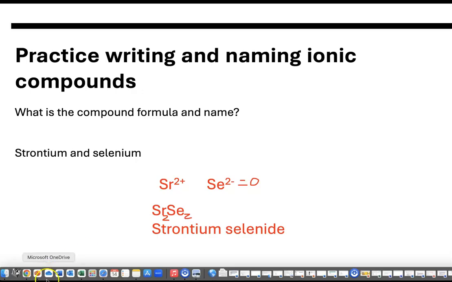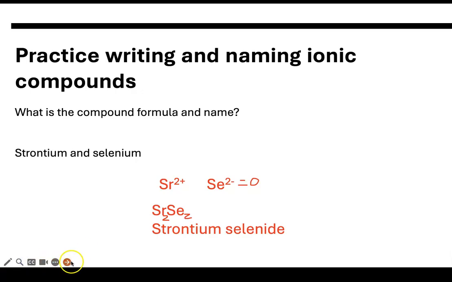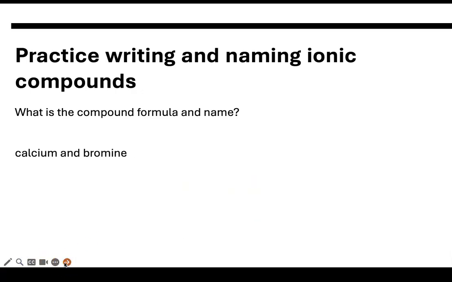All right, let's try another one. So what would you say for this one? So hopefully you got your charges like this. You use that cross rule to cross them, and you came up with CaBr2 or calcium bromide. Notice that IDE ending. Our metal is always first. Its name hasn't changed. Here's another one.